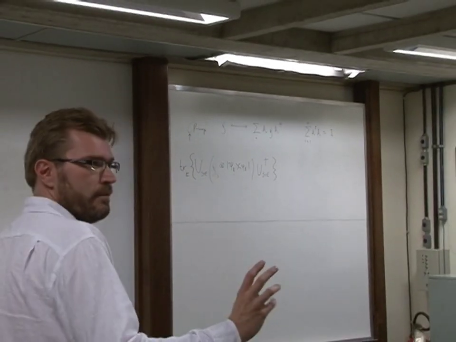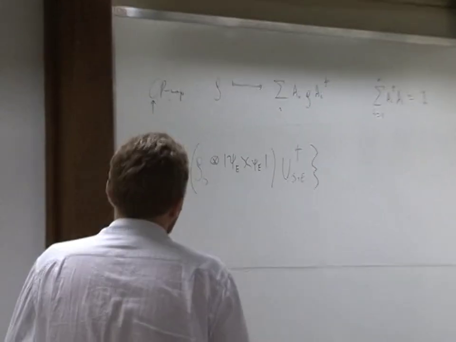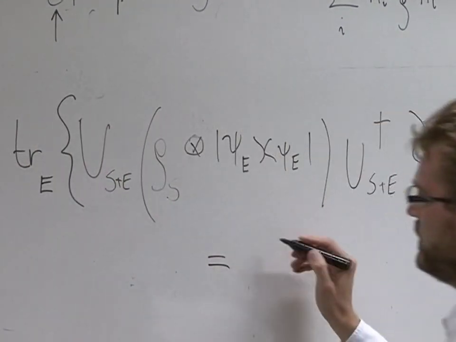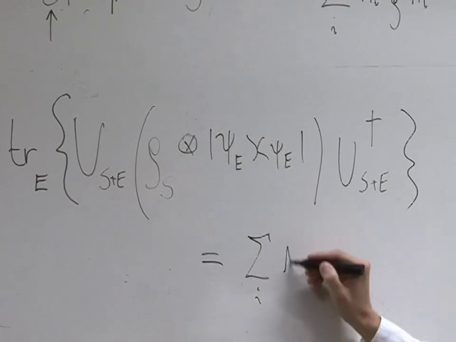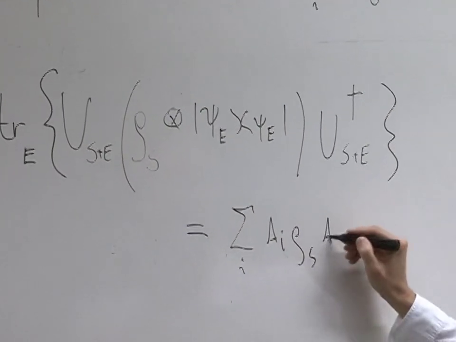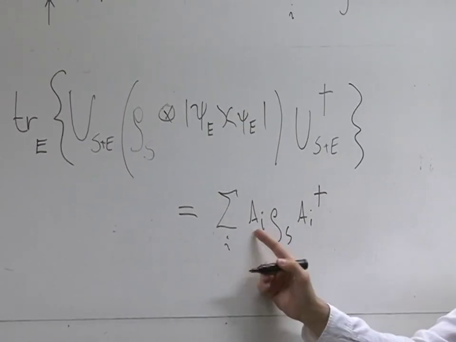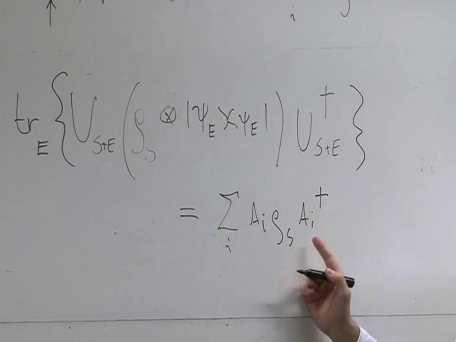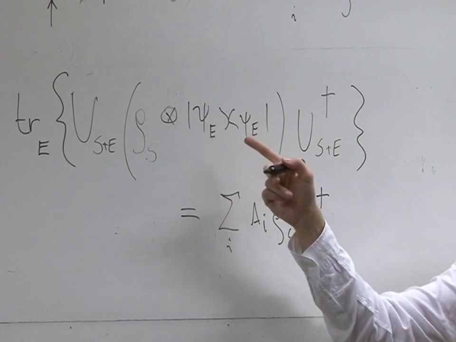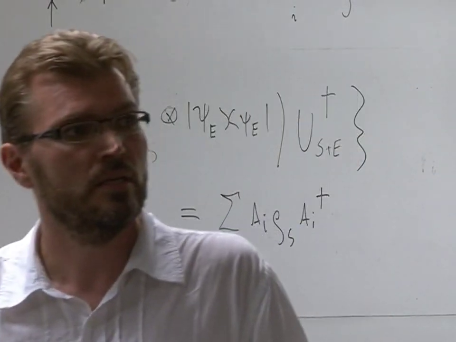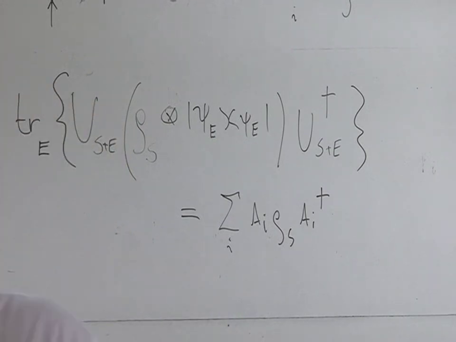And amazingly enough, the evolution that you get when you do this exactly looks like this: A_i rho_system A_i dagger. That's it. So now I'm not only telling you that these are positive operators, I'm telling you how to get them. I'm telling you how to implement them in the lab. And this was really Ozawa's great contribution.